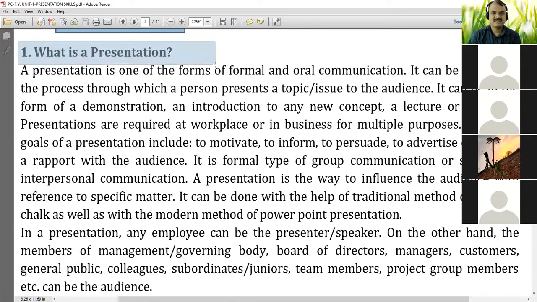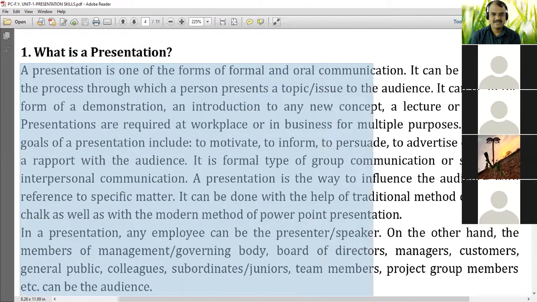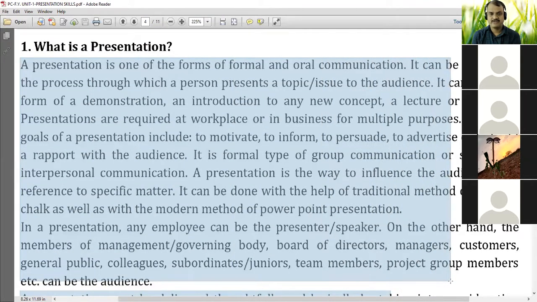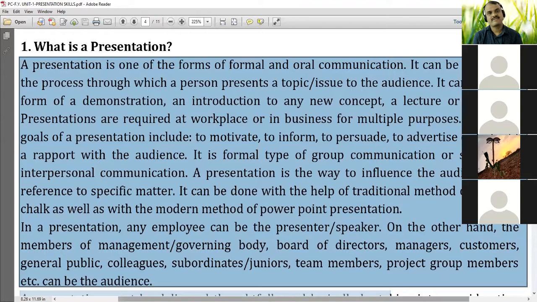You can see here the question is, what is a presentation? I think with a single reading itself, you will understand what a presentation is. So I will highlight that part and someone will go ahead for a reading, and simultaneously we will understand what the concept is. Someone please go ahead.